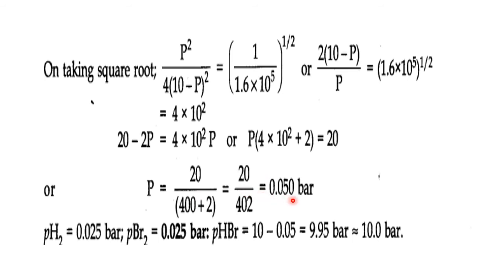Okay. Once you know the p value, say p for the hydrogen, p for this one half of p by 2. So what is the PHBr? It's 10 minus p, that gives you 9.95, almost taken as 10 bar only, small amount. Okay, right.